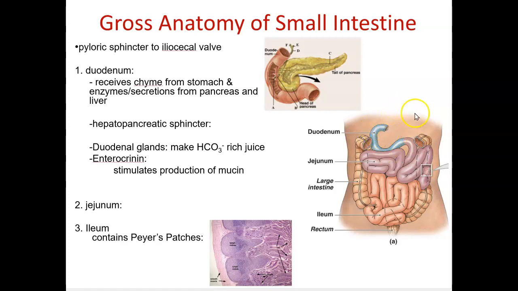We know it starts up at the pyloric sphincter. So remember, the pyloric sphincter is between the stomach, the pylorus of the stomach, and the first part of the small intestine called the duodenum. As we go through the small intestine, it actually ends over by what's called the ileum, and then we have what's called the cecum. So the end of the small intestine is kind of this orange color. This is all ileum. And then the first part of the large intestine is called the cecum.